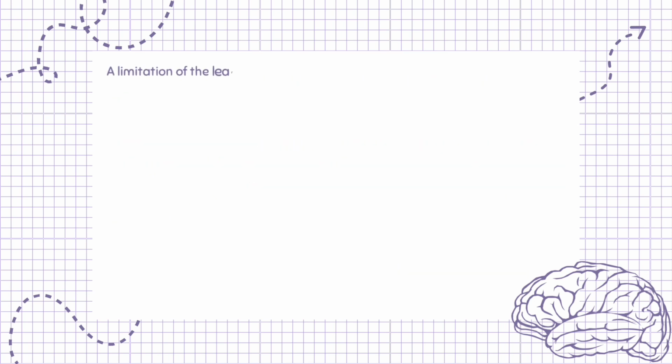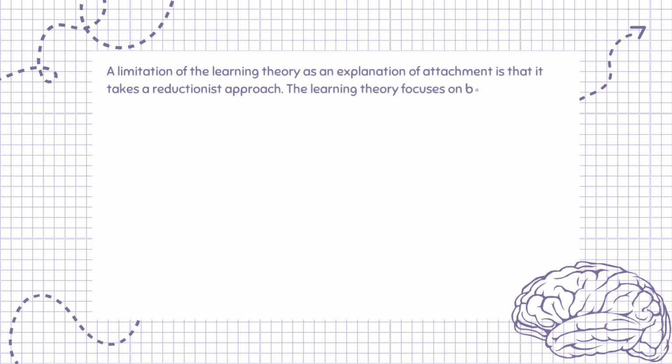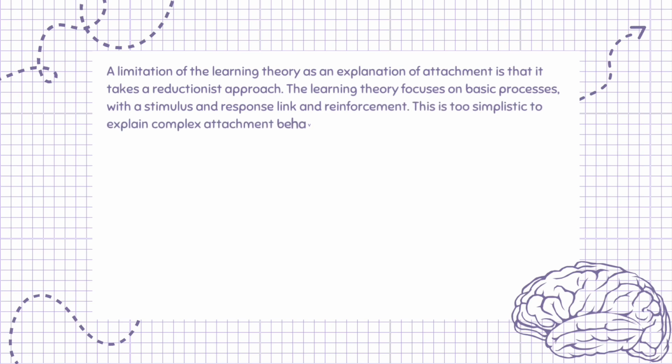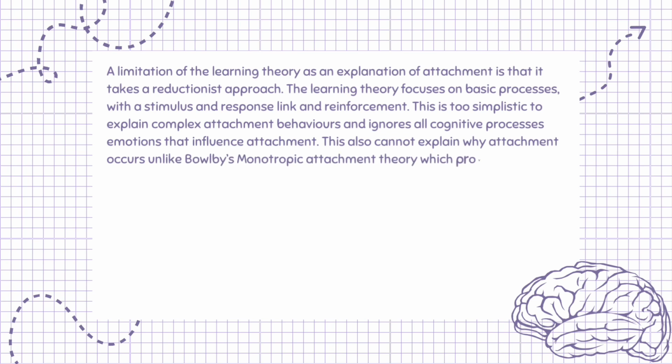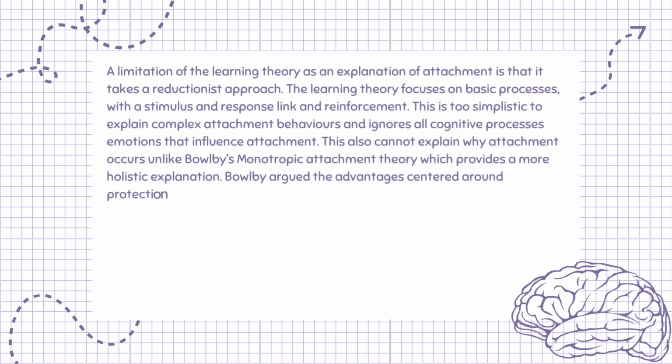A limitation of the learning theory as an explanation of attachment is that it takes a reductionist approach. The learning theory focuses on basic processes, with a stimulus and response link and reinforcement. This is too simplistic to explain complex attachment behaviors and ignores all cognitive processes and emotions that influence attachment. This also cannot explain why attachment occurs, unlike Bowlby's monotropic attachment theory, which provides a more holistic explanation. Bowlby argued the advantages centered around protection and survival, which is more in line with our understanding of evolution.